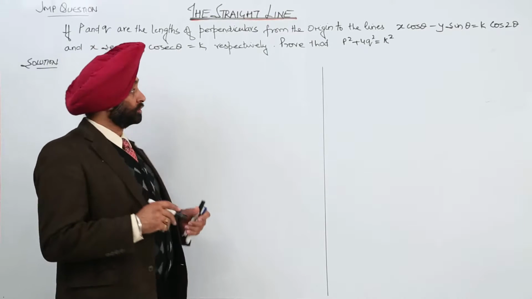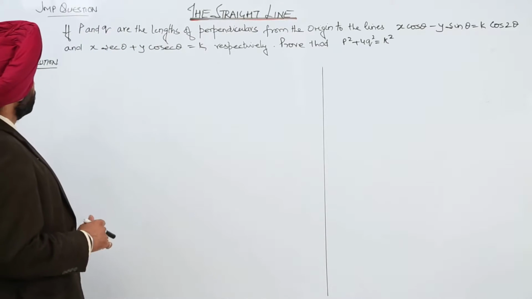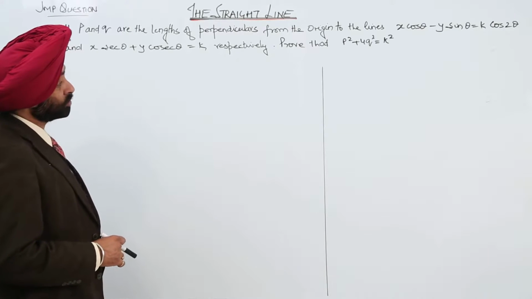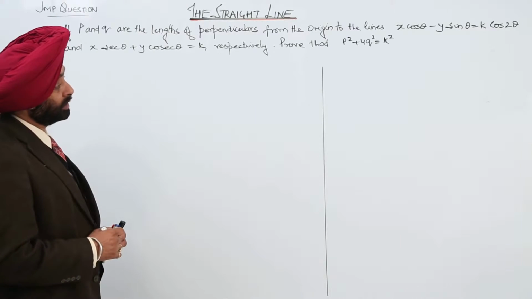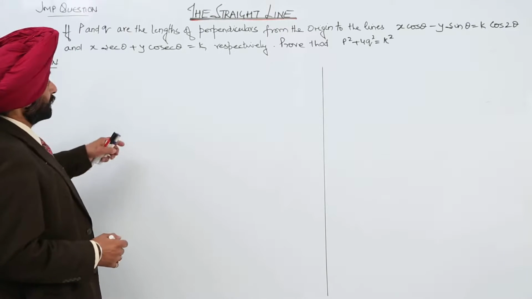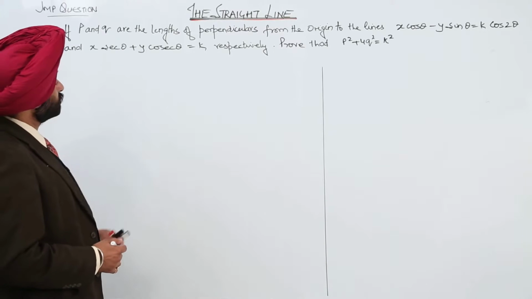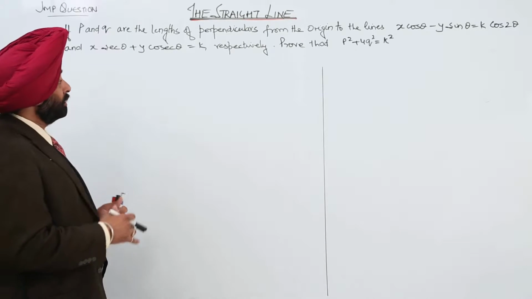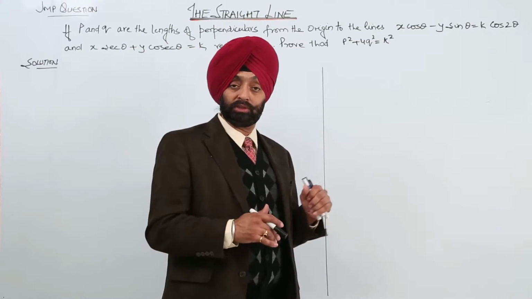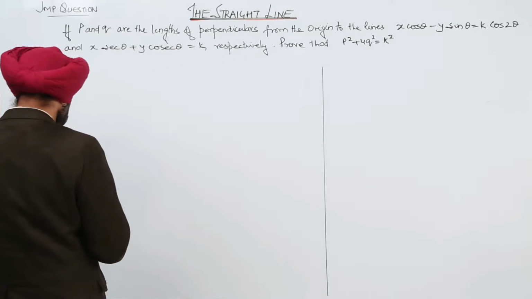Now, a very important question. The question is: if p and q are the lengths of the perpendiculars from the origin to the lines x cos theta minus y sin theta is equal to k cos 2 theta, and the second line x secant theta plus y cosecant theta is equal to k, respectively, then we have to prove that p square plus 4q square is equal to k square.